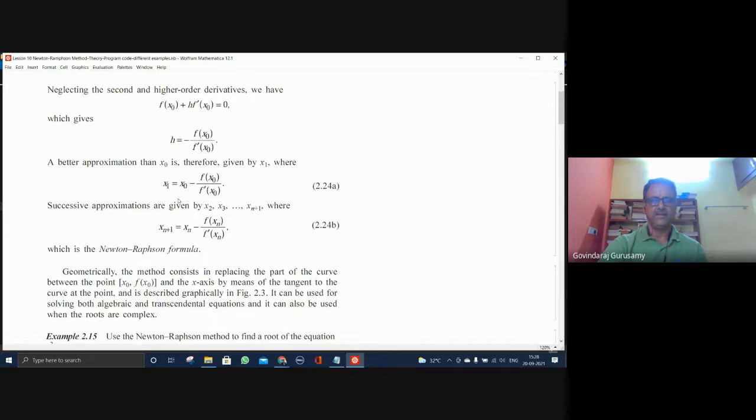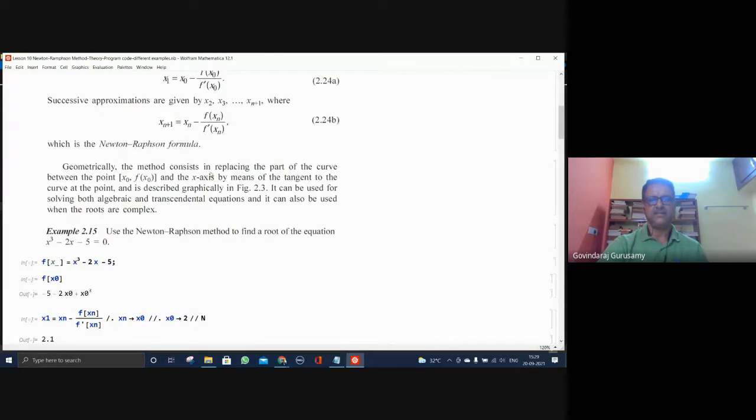x(n+1) is the iterative form. This is 0, this is 1. Therefore, n+1 connects to n. That's how it has been given. 0 and 1. If it is 2, then it will be x1. Therefore, n means n+1 and xn. This is what it is.